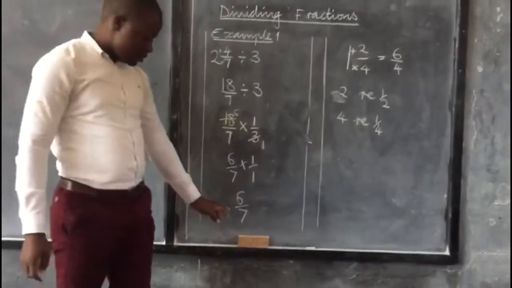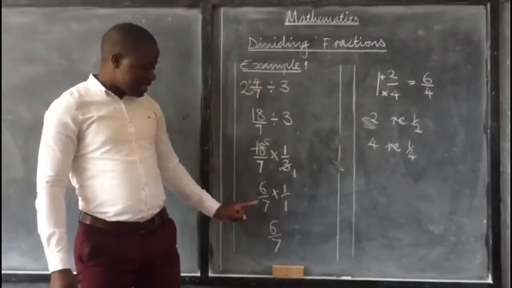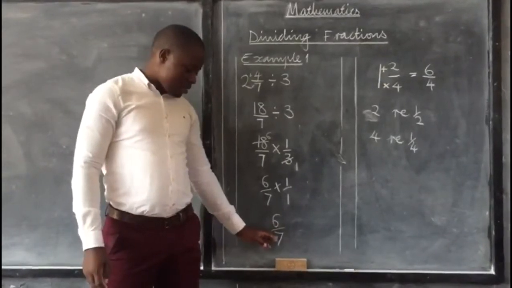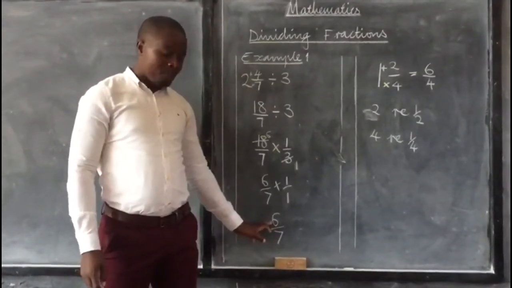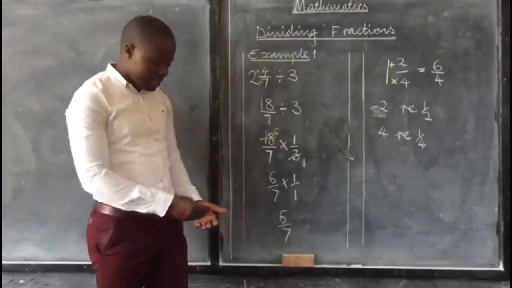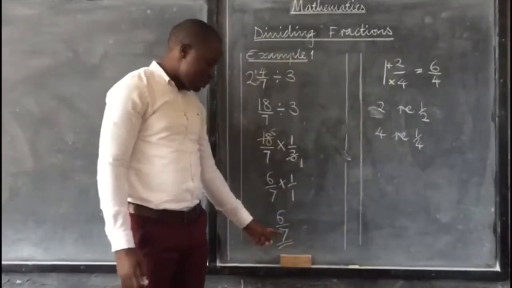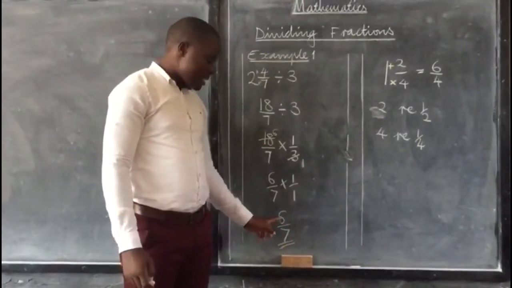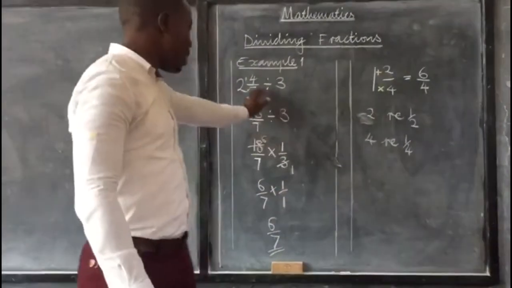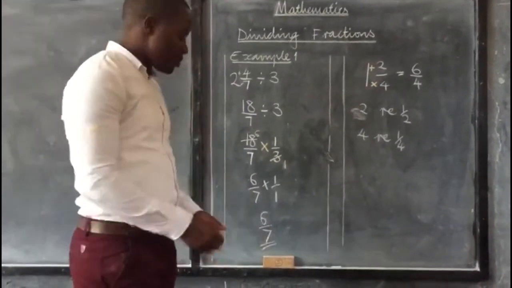Now, before you conclude that this is the final answer, you ask yourself a question: is there any number that can divide the denominator and the numerator here? If there is no number that can divide the two numbers given here, it means this is your final answer. Because 7 can't go into 6, and there's no number that can divide the two of them without giving us any remainder. So this is one way you can work out fractions.